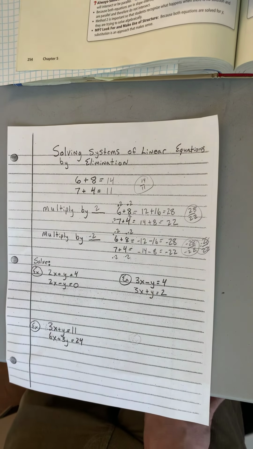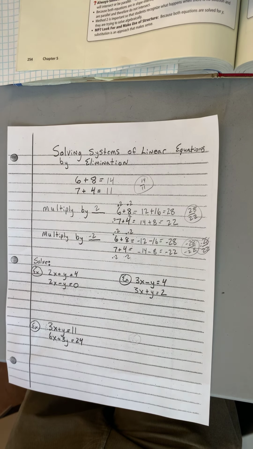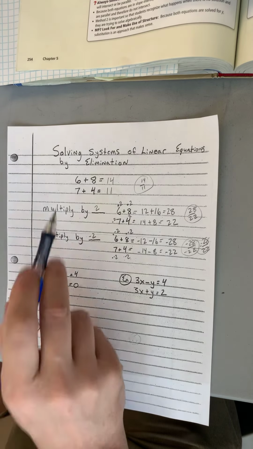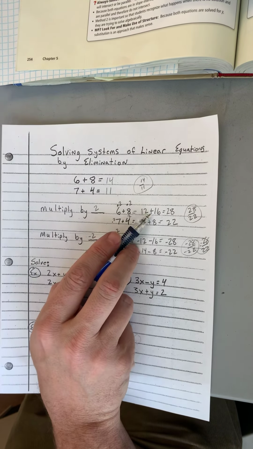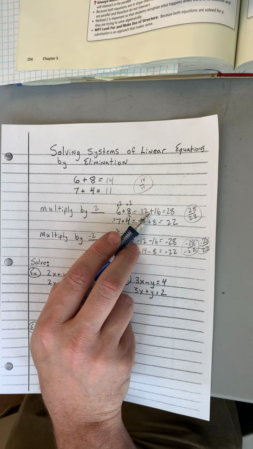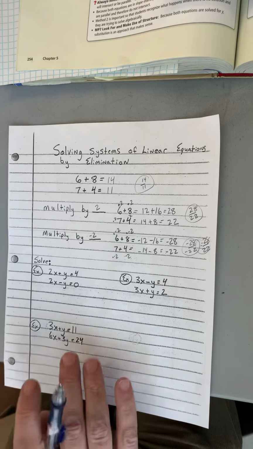Point being, we can multiply equations by anything we want, as long as we do it to every single term in it. Every x term, every y term, every constant term. And the value does not change. As soon as I don't multiply this by the same, I won't get that though. You've got to multiply everything.